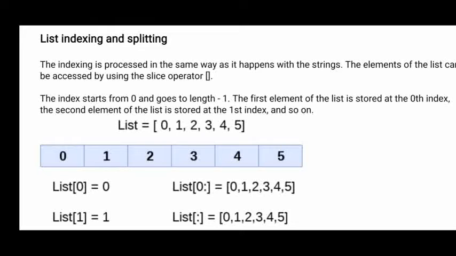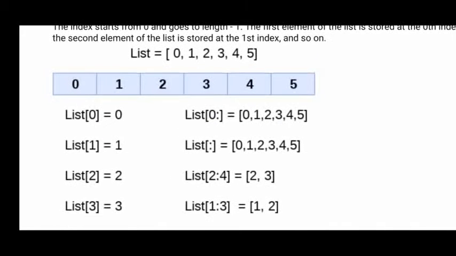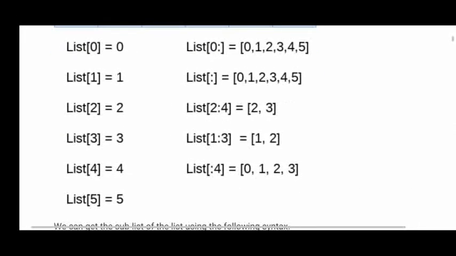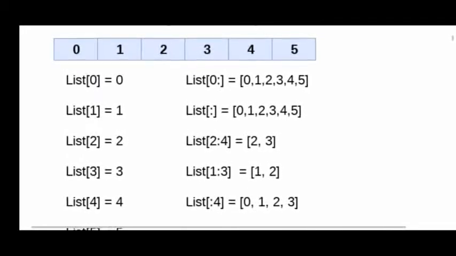So here I have given one example. You see, list equals 0, 1, 2, 3, 4, 5. In total, how many elements are there? 6 elements. What is the index of the first one? 0. The second one is 1. The third one is 2, like that. You can see here I have given 0 equals 0, 1 equals 1, 2 equals 2, 3 equals 3, 4 equals 4, 5 equals 5. Total 6 elements are there.